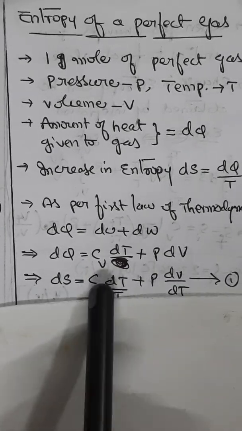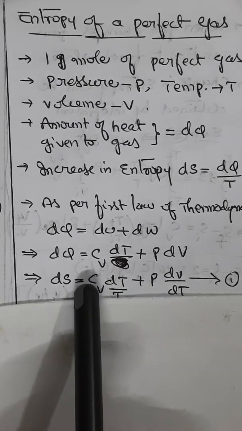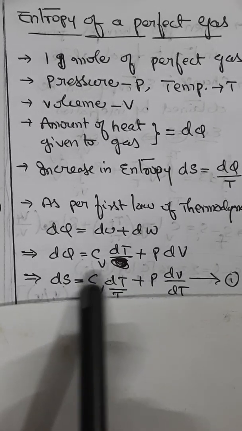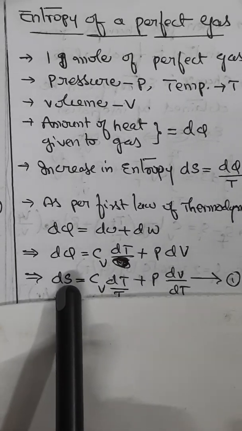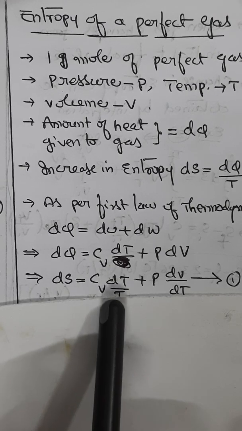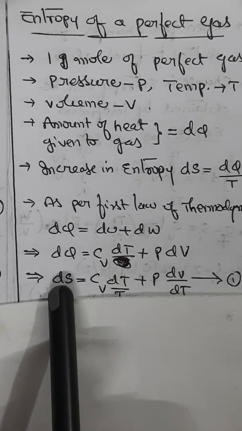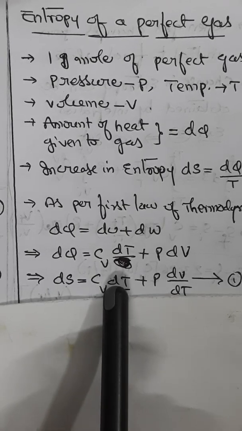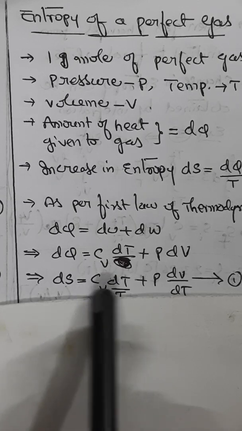By dividing the whole expression by T, you will get the entropy value, the increase in entropy. So this equation you can modify as change in entropy equal to Cv dT by T plus PdV by T. To express this entropy in terms of volume V and temperature T, we need to eliminate P from the thermodynamical equation.